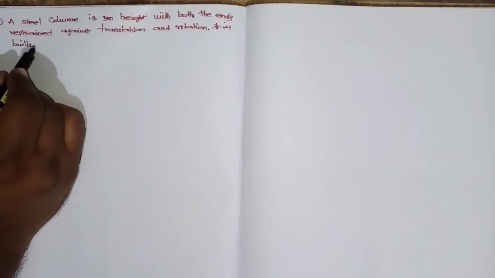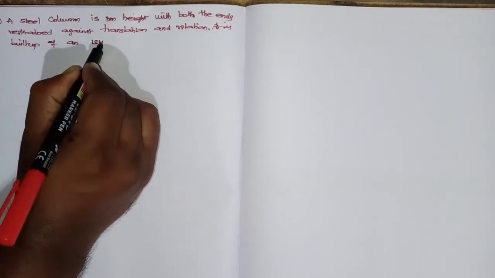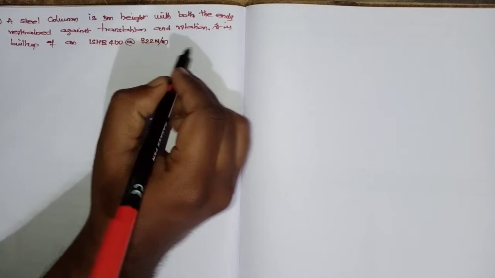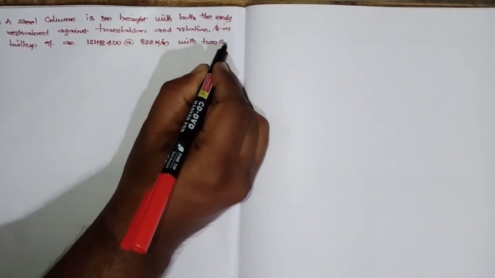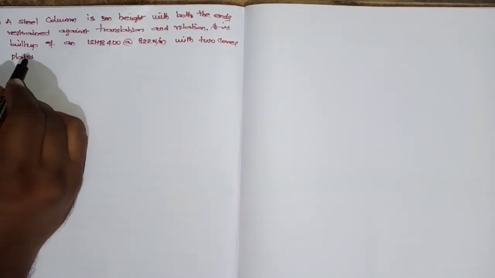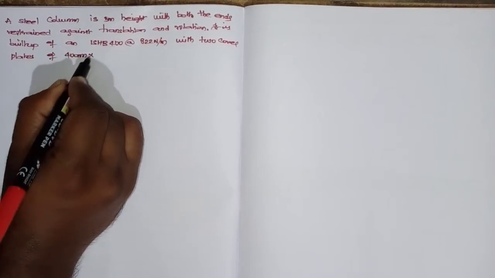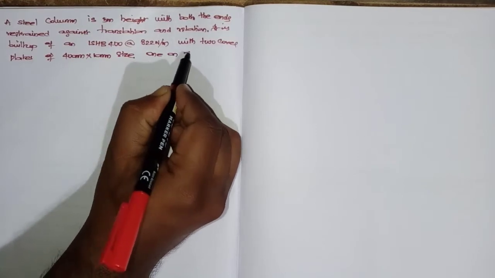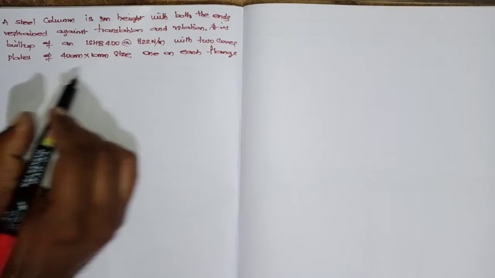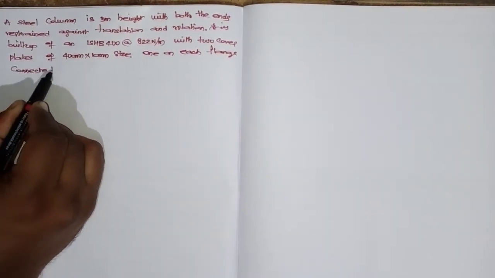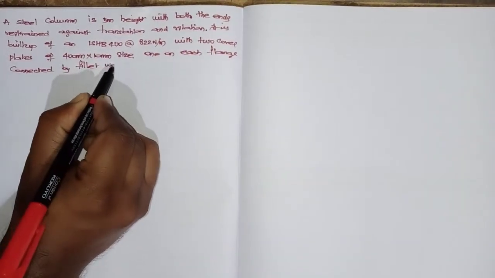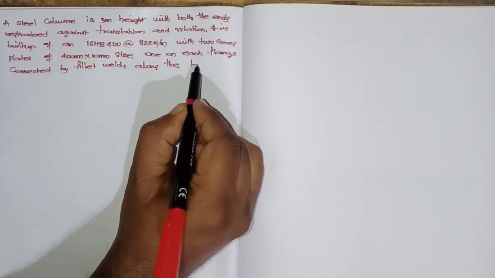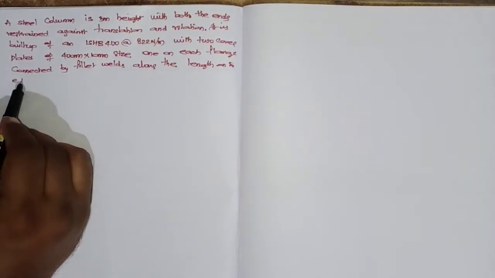It is built up of an ISHB 400 at the rate 822 Newton per meter, with 2 cover plates of 400 mm by 10 mm size, one on each flange, connected by fillet welds along the length onto the edges of flange.